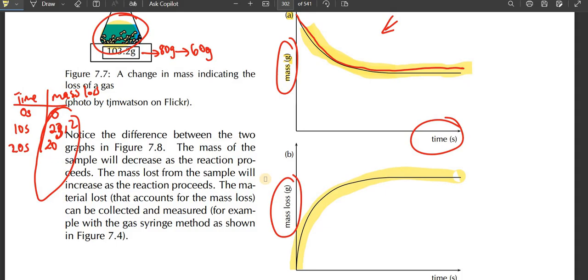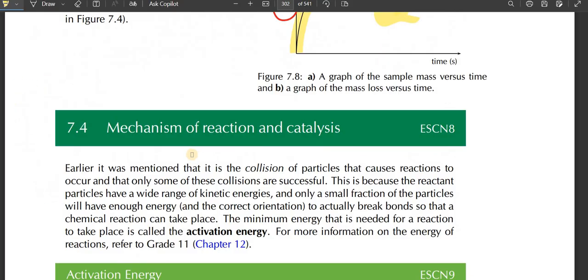So those are the two graphs that you can expect: mass loss, and then the other one is just mass, the amount of reactants you have. Since the amount of reactants is decreasing over time, the graph will be like this. And here you're looking at the mass loss, how much has been lost. You're losing more and more and more per unit time. That's why the graph is like this. Okay, I hope that is clear then.